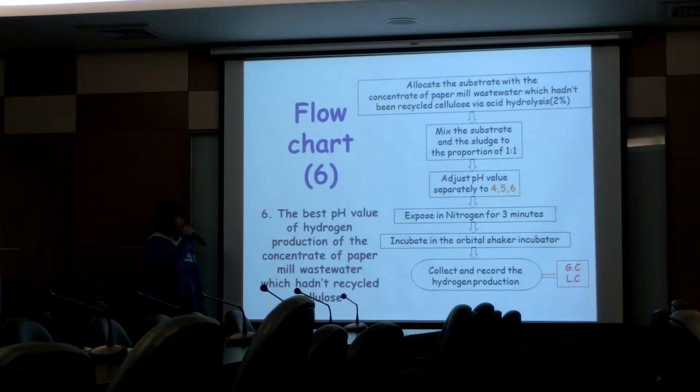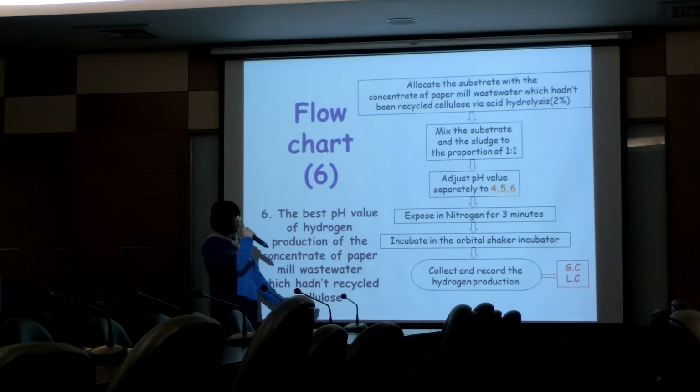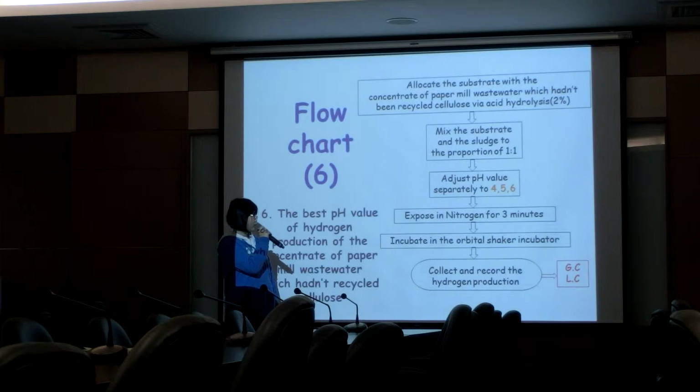The best pH value of hydrogen production of the concentrate of paper mill wastewater which hadn't recycled cellulose. First, we calculate the substrate with the concentrate of paper mill wastewater which hadn't been recycled cellulose. The acid hydrolysis is 2%. Then through this process, we collect and record the hydrogen production.